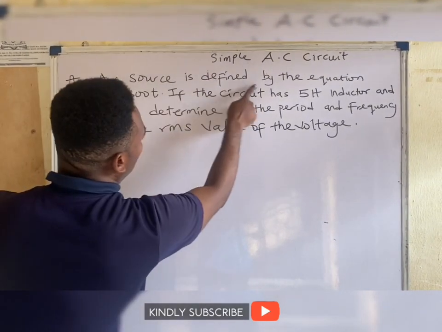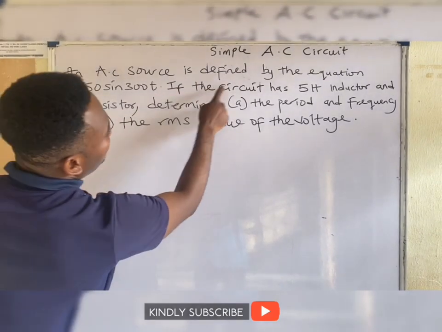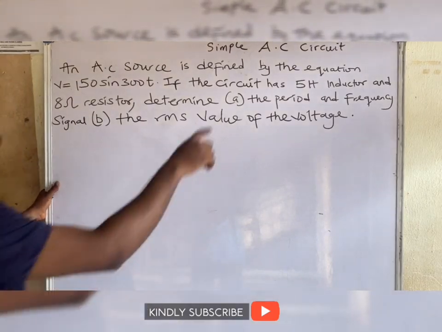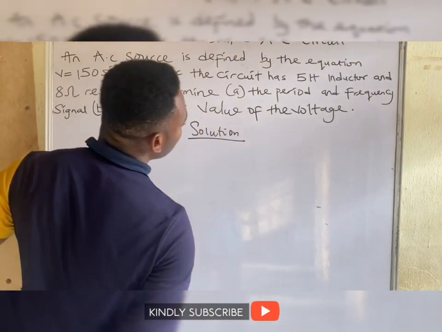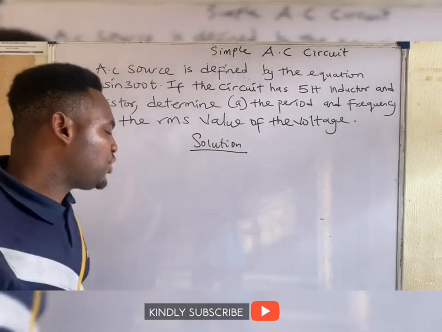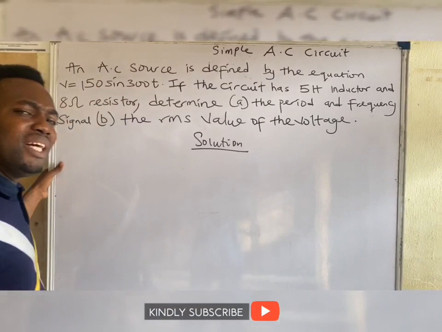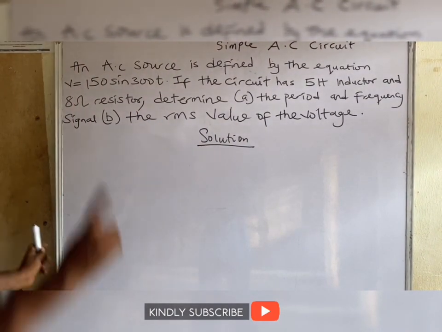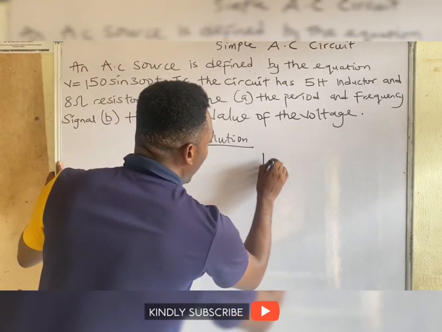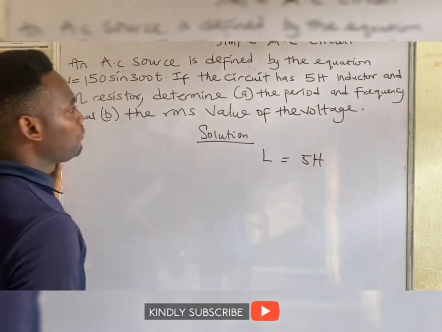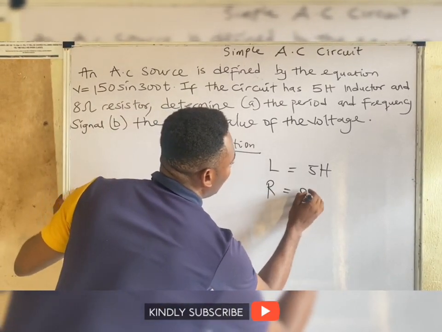All right, look at this question. An AC source is defined by the equation V is equal to 150 sine 300t. If the circuit has a 5 H, 5 Henry inductor, and an 8 ohm resistor... Let me write the solution to this problem. Whenever you see any question in physics and you want to solve, please, before you solve, write out your parameters. What do I mean by parameters? What did the examiner give to you? Here, I'm given a 5 Henry inductor, so I write my inductor L as 5 Henry. And an 8 ohm resistor, meaning that my R is equal to 8 ohms.